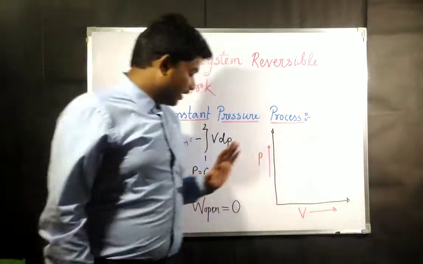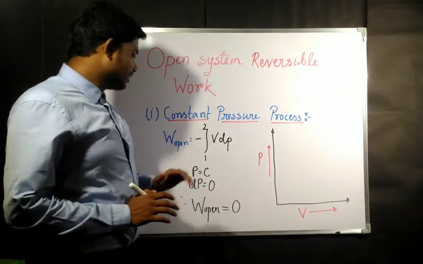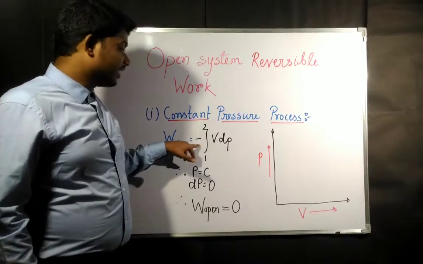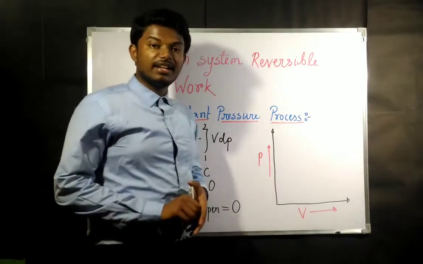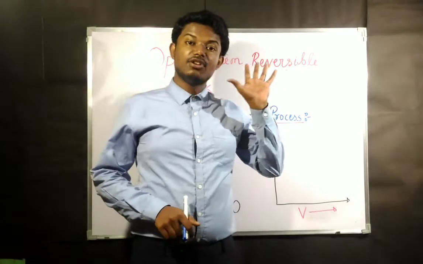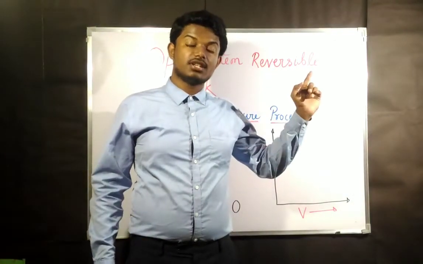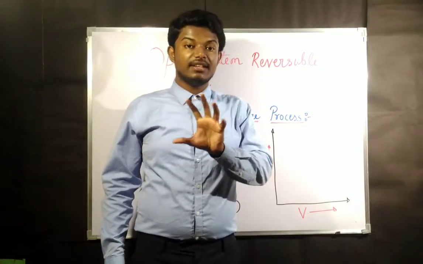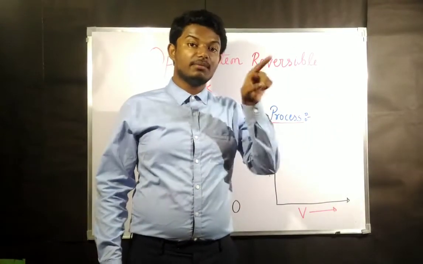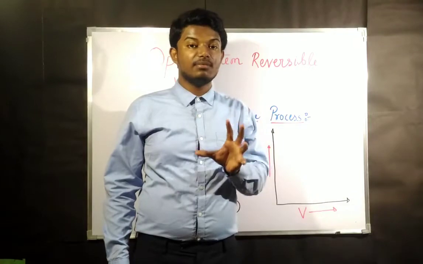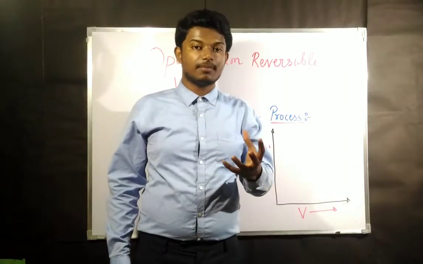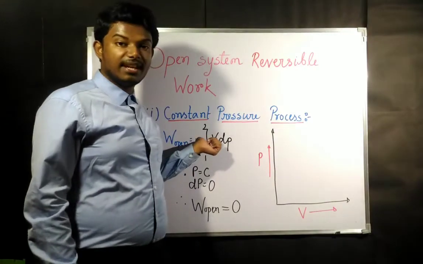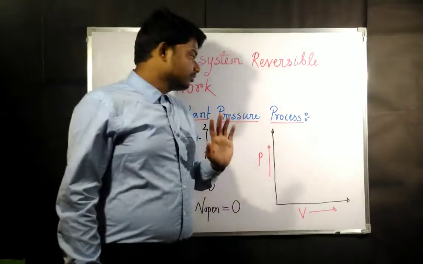Now another question you may have in your mind is why W open is taken as negative. In the steady flow energy equation, SFEE, whatever W was given on the right hand side, we considered that W as work done on the system. That is the reason why we have taken W as negative.